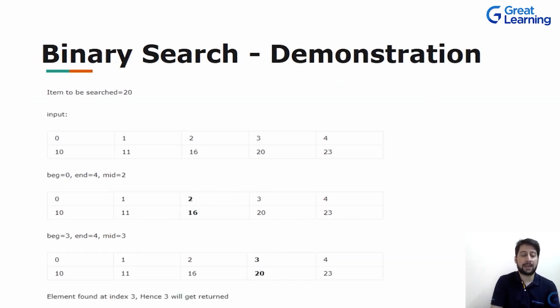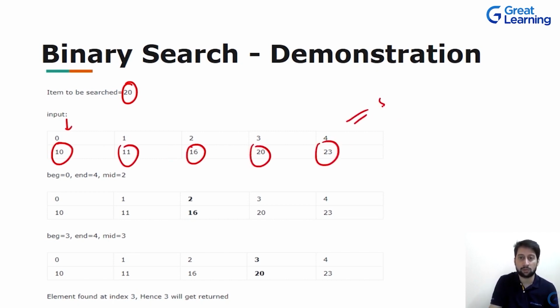Now let's try to understand binary search and see its demonstration. We are looking for 20, and this is our array: 10, 11, 16, 20 and 23. Now this array is sorted, so we can apply binary search, since we can neglect some part of the array based on some conditions. In the first iteration, our beginning is 0, our end is 4, and our middle is this element.